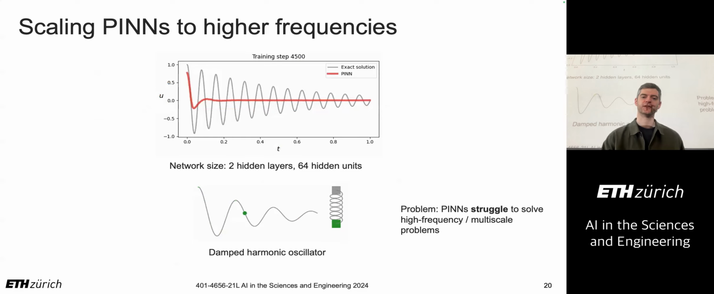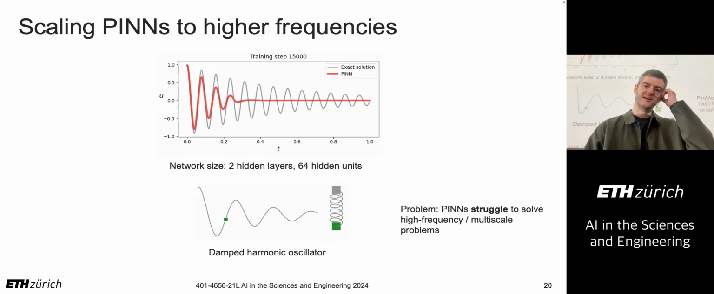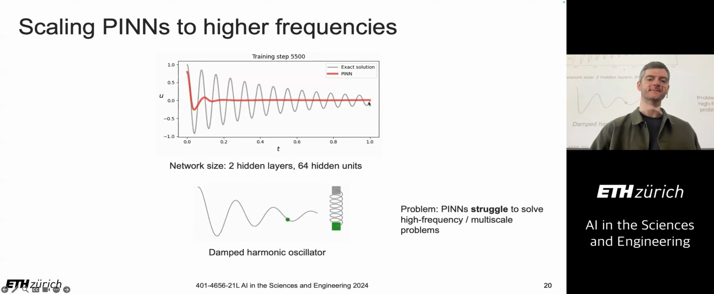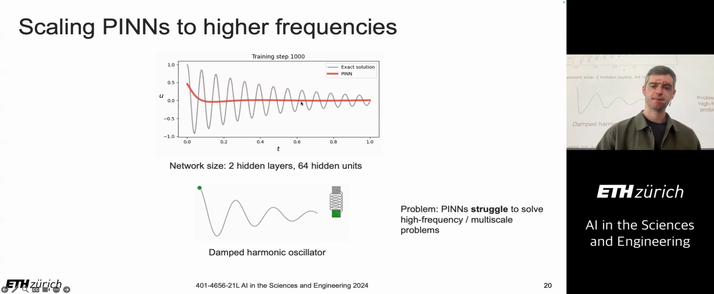I've got a little animation of this just to show you. This is a PINN training on this damped harmonic oscillator problem. It's the same as what I've been showing before, but all I've done here is increase the oscillator's frequency. So we're modeling out to more cycles here, and what's happening is the PINN is really struggling to fit the solution.